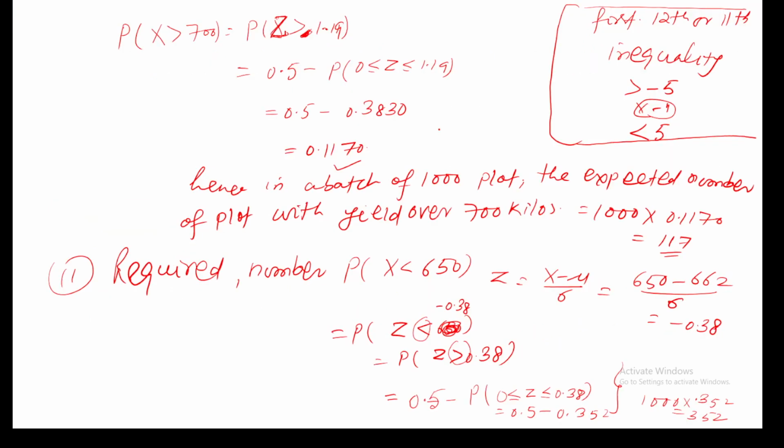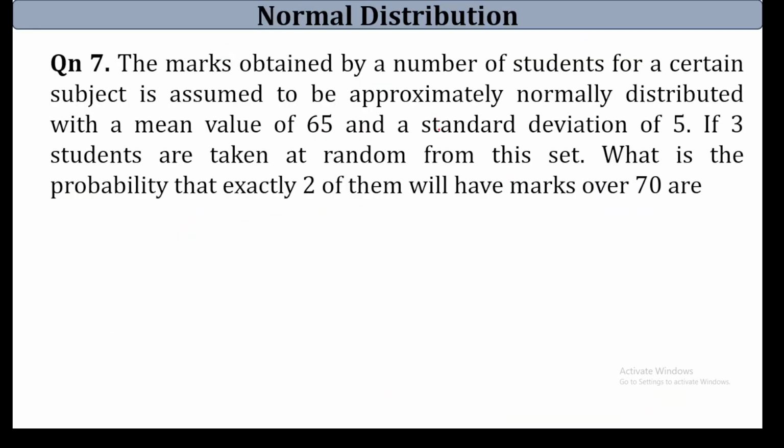So this was all about the normal distribution. Does anyone have any doubt in this normal distribution? This question I'll solve. In this question, the mean value mu is given as 65, and the standard deviation sigma is given as 5.